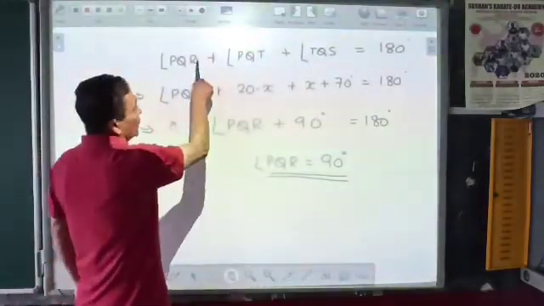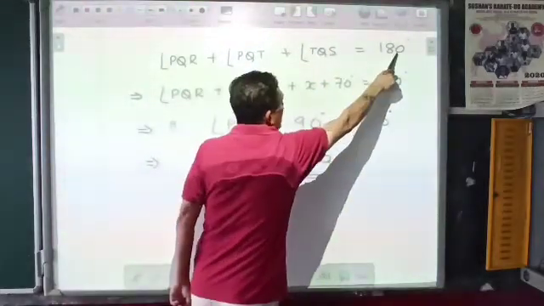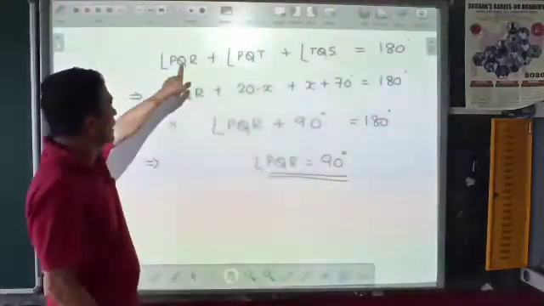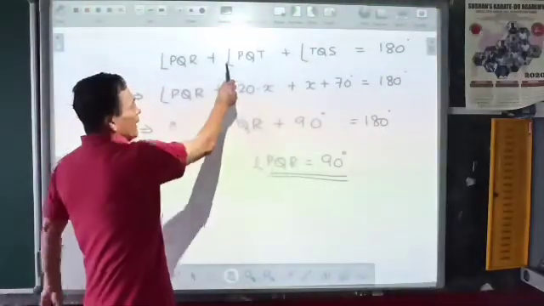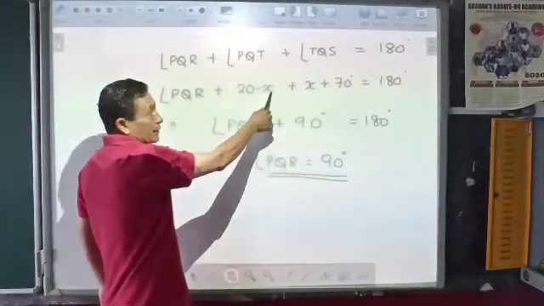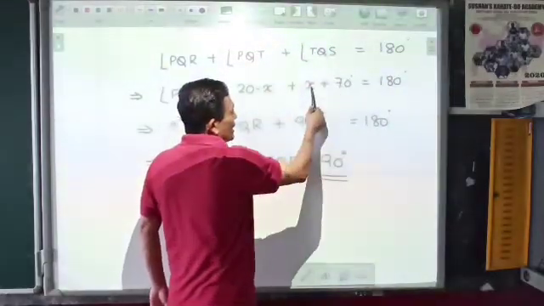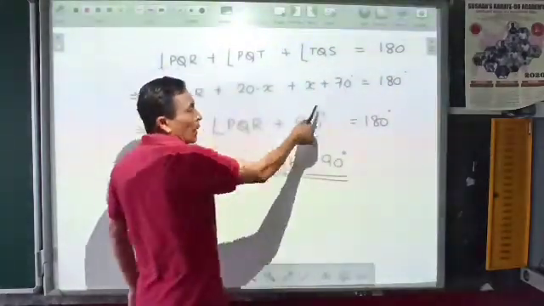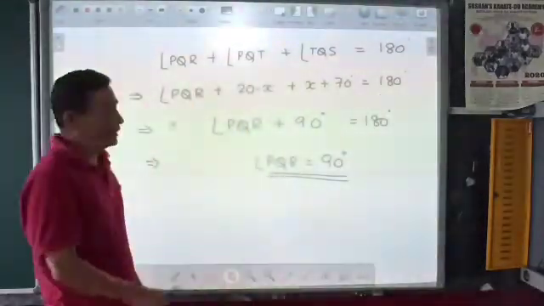Angle PQR plus angle PQT plus angle TQS will give me 180 degrees. I don't know angle PQR, so I am leaving it like that. Angle PQT is already given in the figure as 20 minus x, plus angle TQS is given as x plus 70. So I am substituting all of them, is equal to 180 degrees.